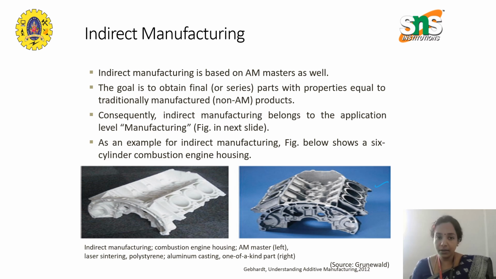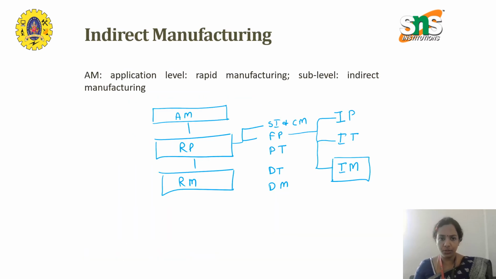So the next one is indirect manufacturing. Indirect manufacturing is based on additive manufacturing masters as well. The goal is to obtain final or series parts with properties which are equal to traditionally manufactured non-additive manufacturing products. Consequently, indirect manufacturing belongs to the application level manufacturing. As an example for indirect manufacturing, the figure below shows a six-cylinder combustion engine housing.